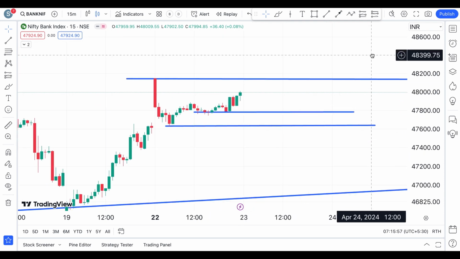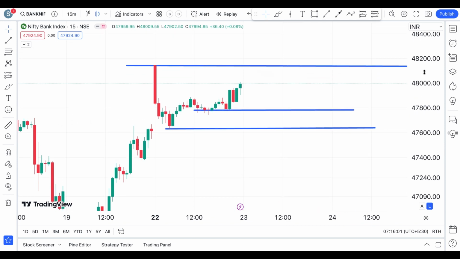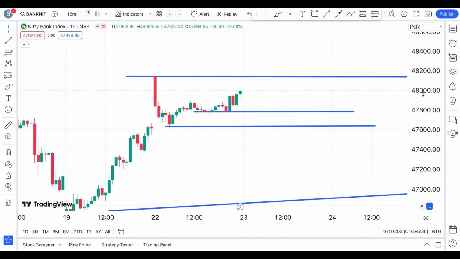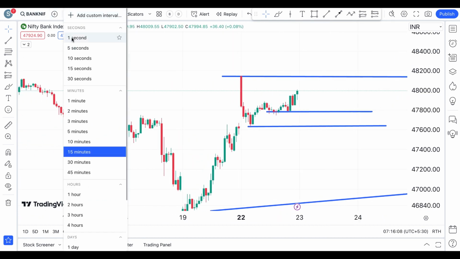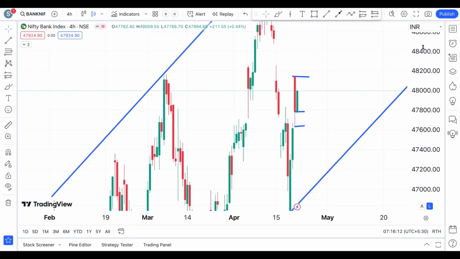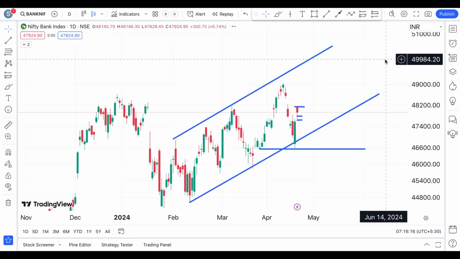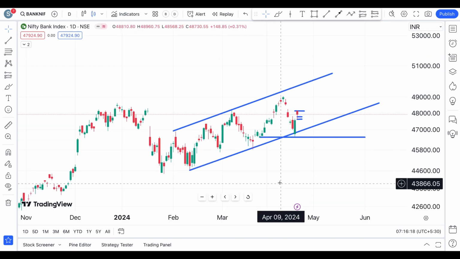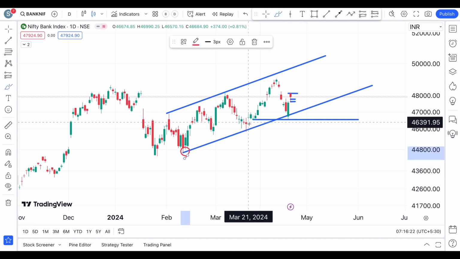In this video, let's cover the most important levels that we have to mark in our charts in order to trade today's market. So first, let's start with Bank Nifty, and let's start with the 4 hours chart, or let's start with the daily chart. So here we have the daily chart of Bank Nifty, and we all know from the last couple of days this trend line has been very important.